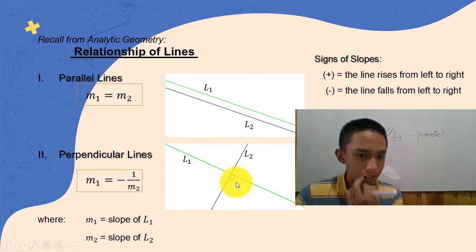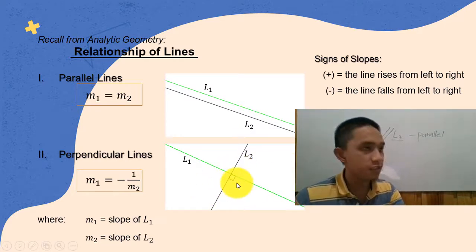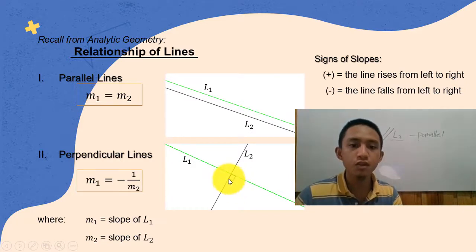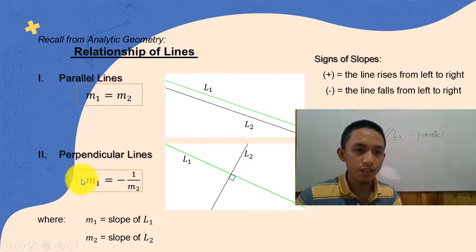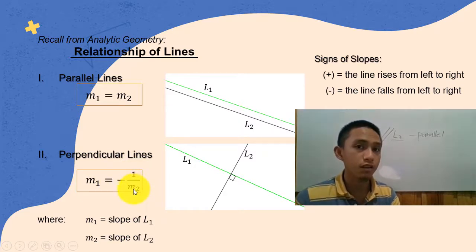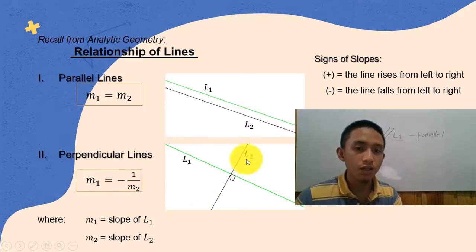So they intersect at a right angle, just like the x and y axis. The angle between them is 90 degrees. We call that one perpendicular lines. And if we are talking about the slopes, the relationship will always be that the slope of the other line is equivalent to the negative reciprocal. Okay, negative reciprocal of the other line.